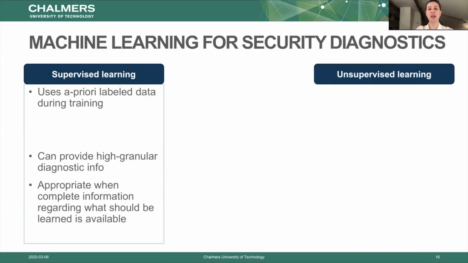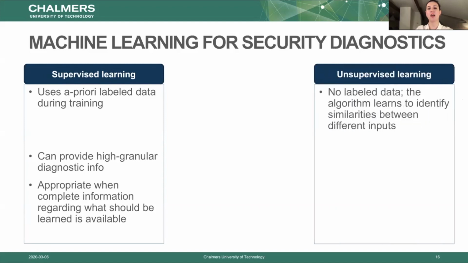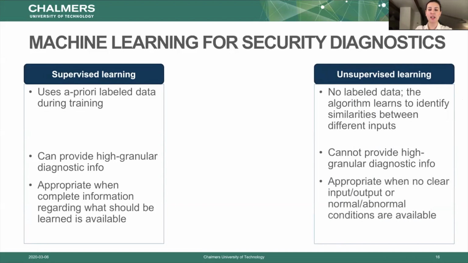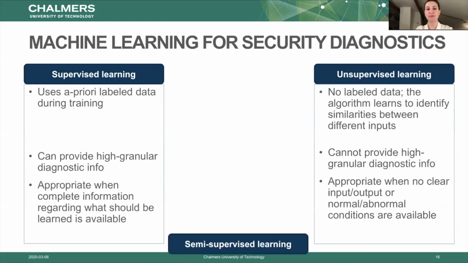On the other hand, unsupervised learning doesn't have the luxury of labeled data, so the main effort of the algorithm is to identify similarities between different inputs in order to cluster the data or extract features. Because of this, no highly granular diagnostic information can be provided, and it's mostly appropriate when we don't have a clear picture between mapping of the inputs and outputs or distinguishing between normal and abnormal conditions.